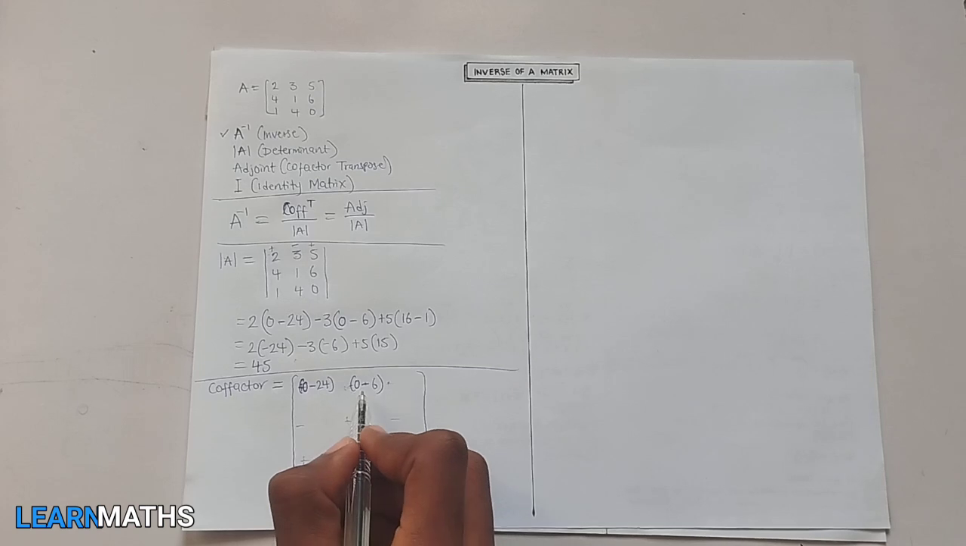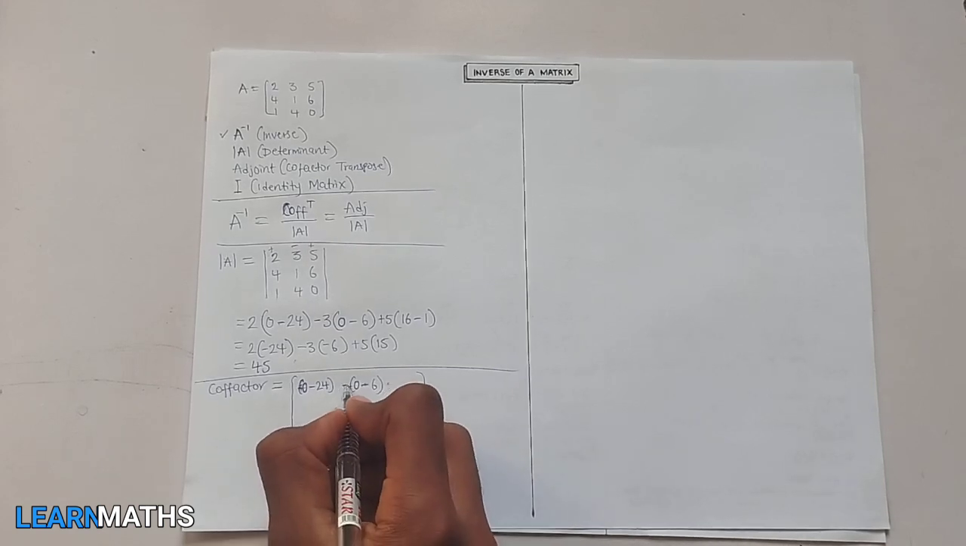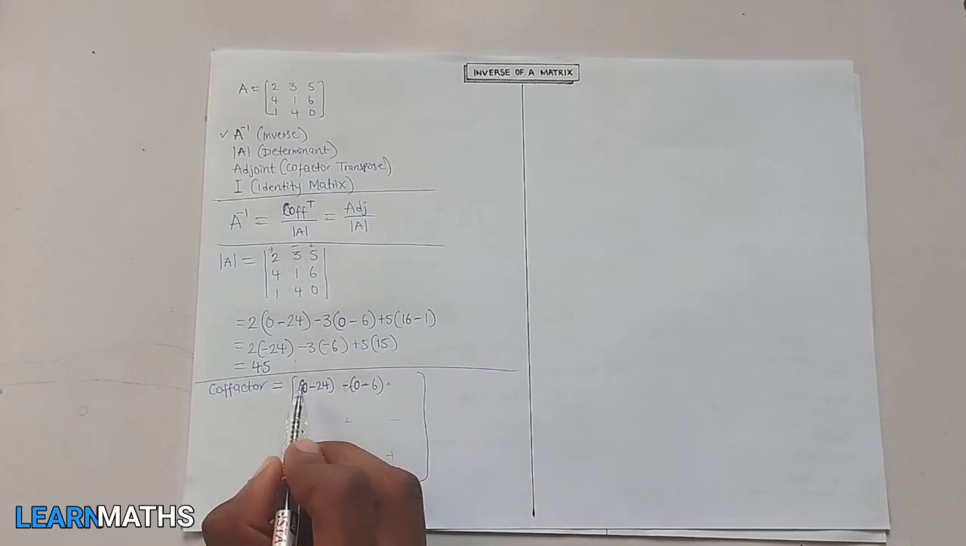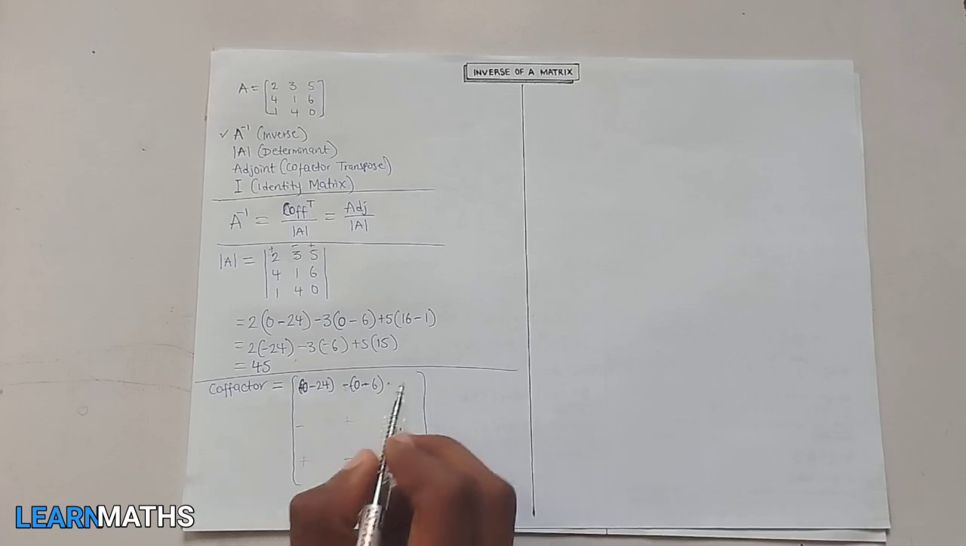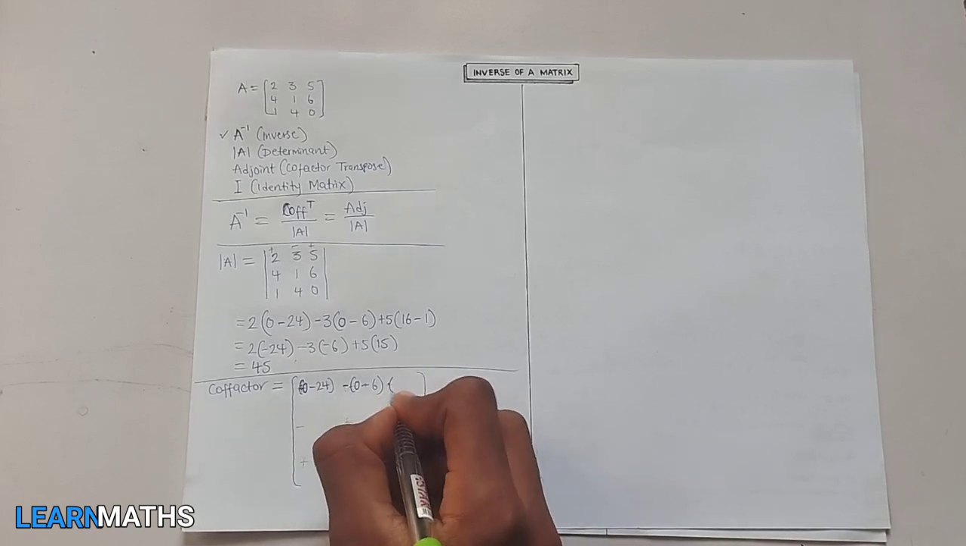Remember, this next element is going to carry a negative sign, right? The first one was positive. You can see the positive right there. Even if I didn't write it, it's positive, right? The next one is negative, next one is going to be positive. So let's get the next one.